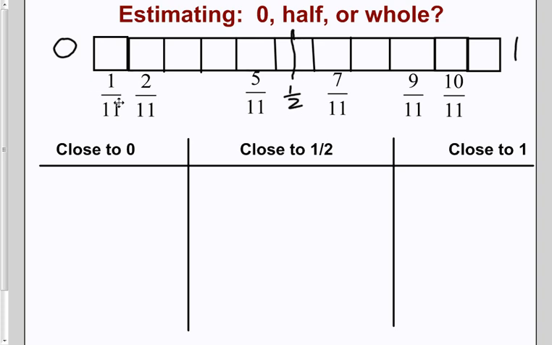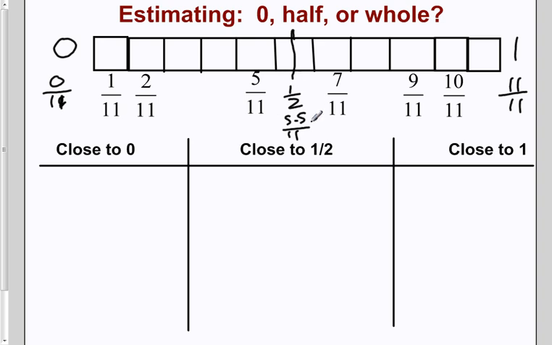All right, so let's take a look at these. We can see that 1/11 is really close to 0, which would be 0/11. Okay, 1 half would be, we said 5.5 11ths, and 1 whole would be 11 11ths. So 1/11 is right here, which is very close to 0. 2/11 is also pretty close to 0. 5/11 is very close to 5.5. 7/11 is also very close to 5.5. So both of these we could say are close to half.